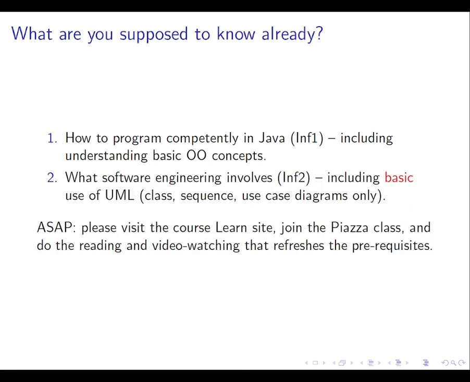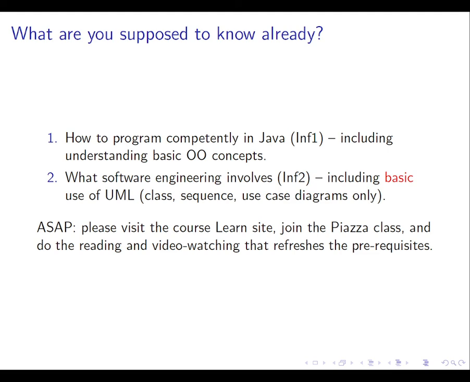So what are you supposed to know already? I already mentioned that you're supposed to know how to program competently in Java, okay? And this, of course, includes understanding the basic object-oriented concepts that we can use in contexts other than Java. So I expect you to be thoroughly familiar with concepts like class and object and method and attribute, and to have some understanding of things like encapsulation and abstraction and so on. And the other strand is I expect you to understand something about what software engineering involves, which for most of you will have got in Inf 2.